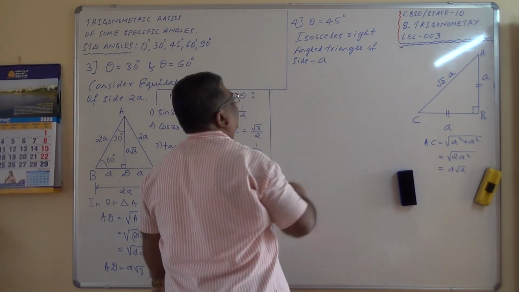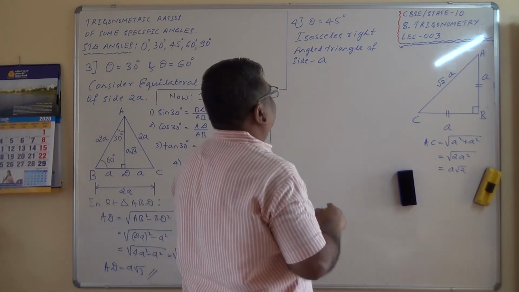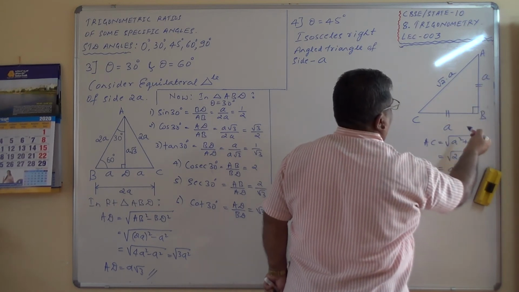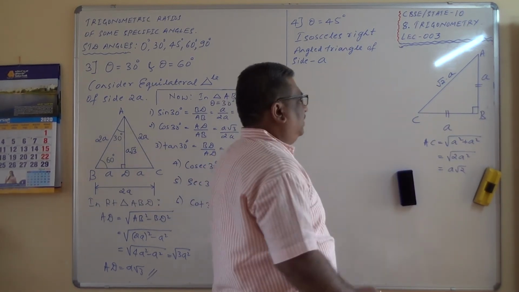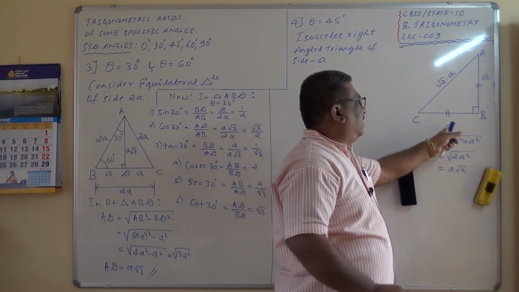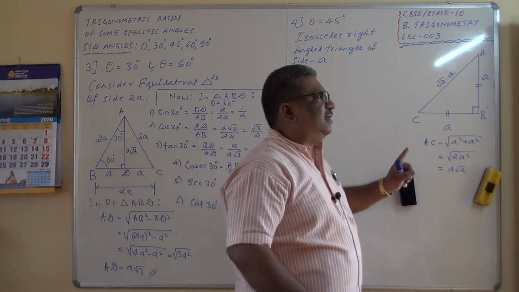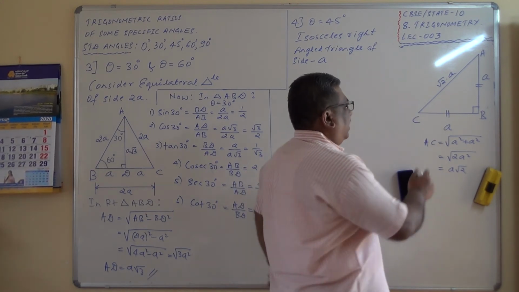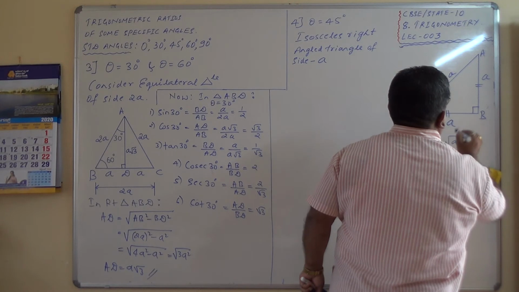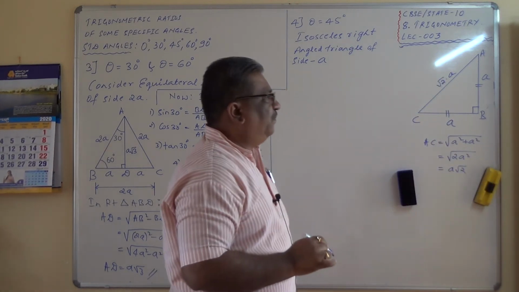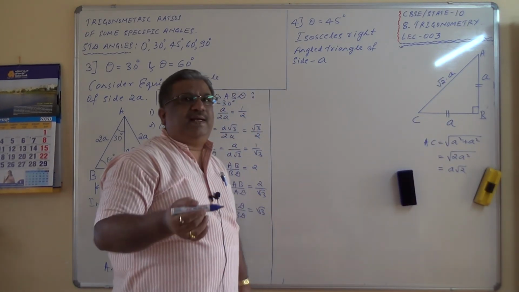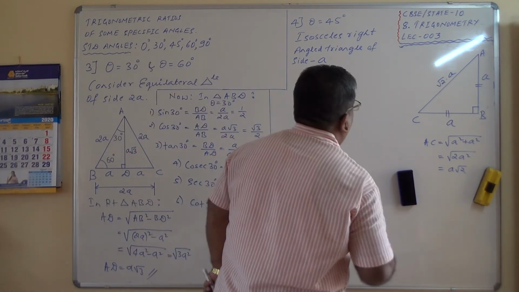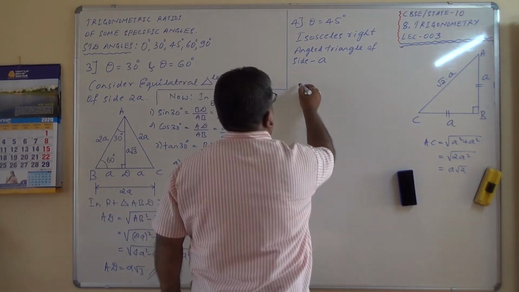So for theta equals 45 degrees, we are considering an isosceles right angle triangle of side A, in which the equal sides are A, whereas the hypotenuse is to be worked out. I hope you are able to understand. Let the equal lengths be A. Fine. We'll take the T ratios now.